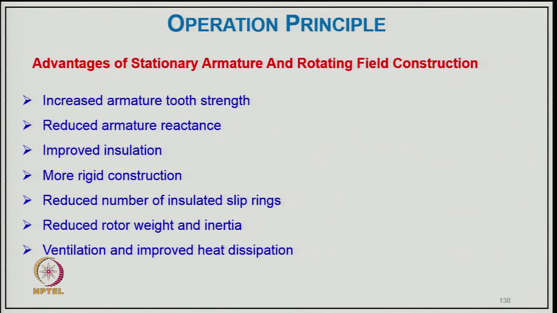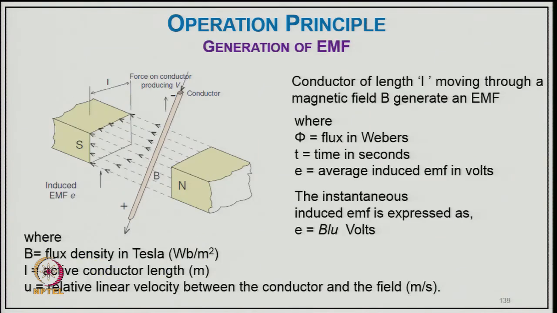Now, coming to the advantages of stationary armature and rotating field construction, which of course we partially talked about. It has increased armature tooth strength, reduced armature reactance, improved insulation, more rigid construction, and a reduced number of slip rings, needing only 2 for DC, and reduced rotor weight and inertia, better ventilation, and improved heat dissipation.